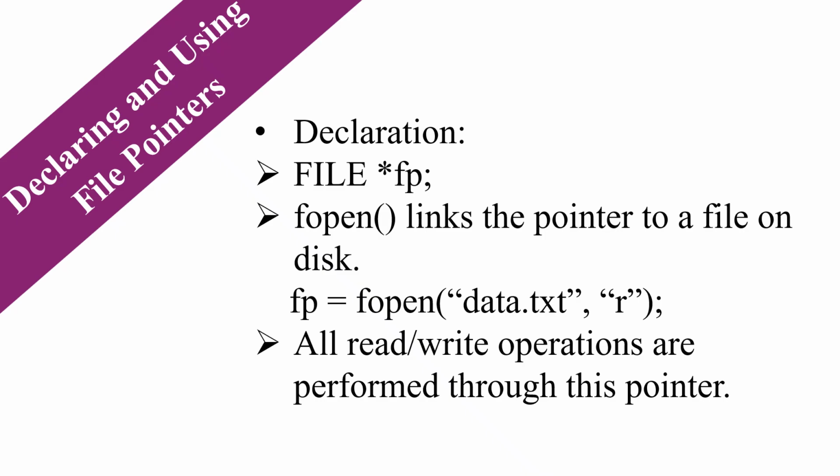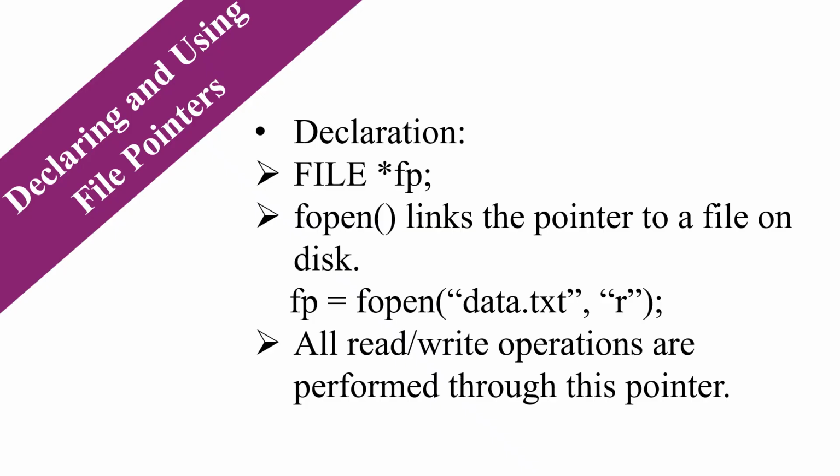Next slide is declaring and using file pointers in C. The first thing we need to do is create something that can represent the file in our program. We do this by declaring a file pointer, with the syntax FILE star fp. Here, fp is just a variable that can hold the address of the file, but at this stage it's empty. It's like having a blank remote without batteries, right?